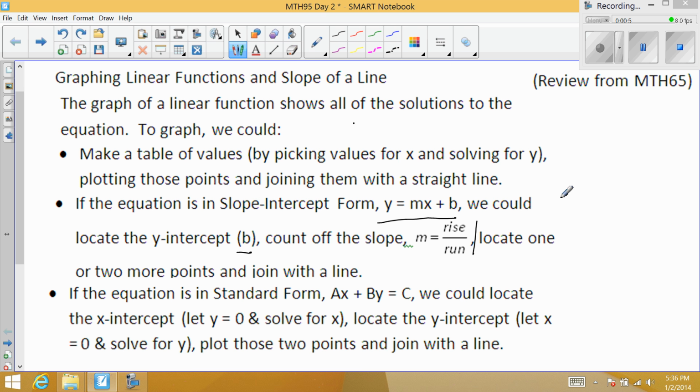straight line. If the equation's in standard form, this is the one you're probably least familiar with, ax plus by equals c. The simplest way to graph is to locate the x-intercept, and we do that by letting y be 0 and solving for x. Then locate the y-intercept by letting x equal 0 and solving for y. Plot those 2 points and join them with a line. So let's look at a couple examples.